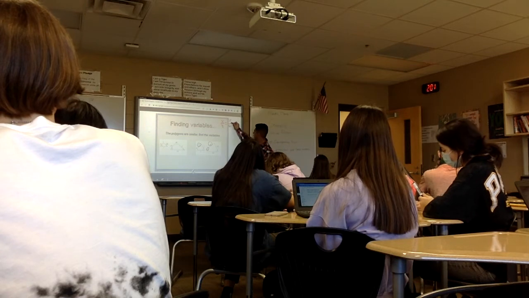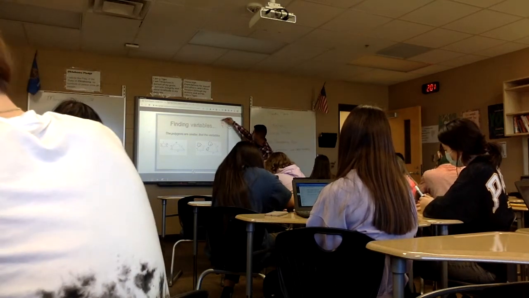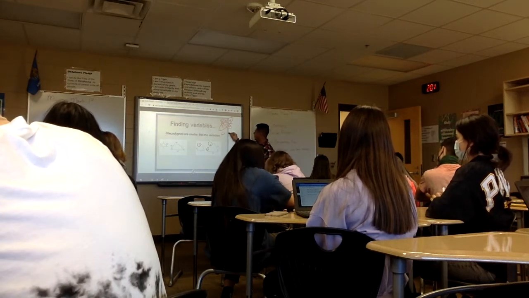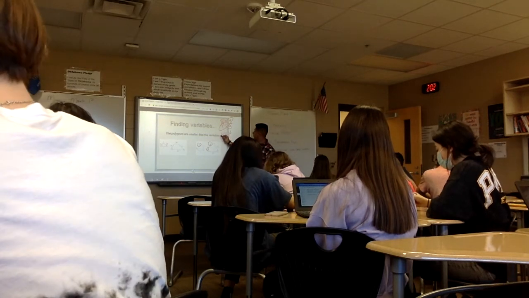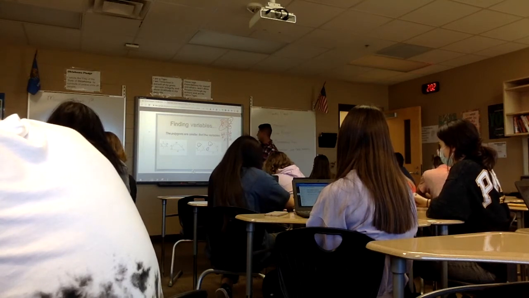So 6 over 9, and then we can cross multiply again. So that would be 6x is equal to 9 times 4. And now what do we do? Divide by 6. X is equal to 6.